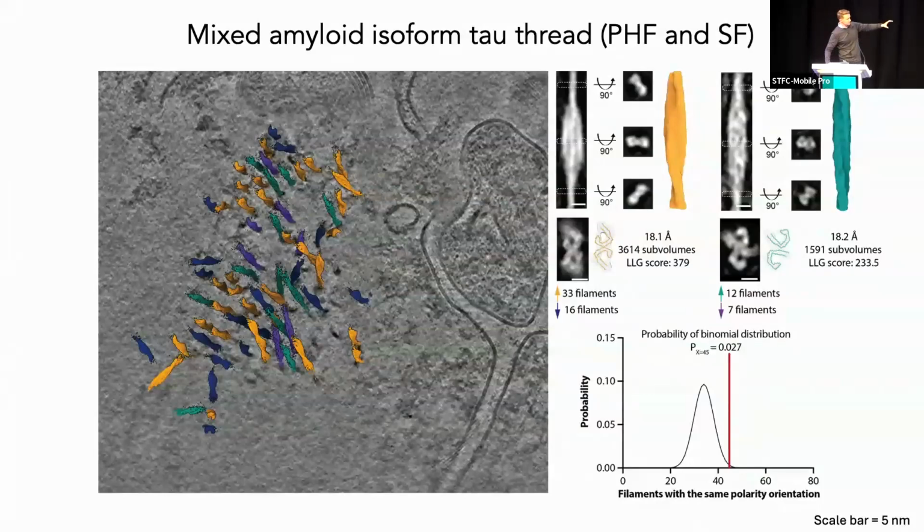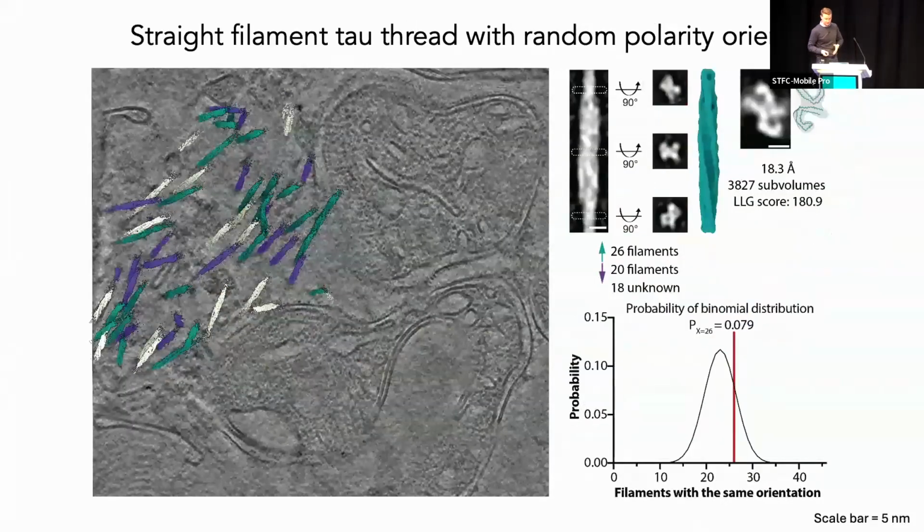Now, interestingly, when we looked at the other subcellular compartment, situated just a micron away, we only identified straight filaments. And here we had a split of 26 versus 20. So the probability of getting this by chance is actually much more likely. So I've shown you 3 different tissue locations, and it's interesting that in some of those we have highly non-random or highly skewed polarity orientations, whilst in others it appears to be more random or more likely to occur by chance.